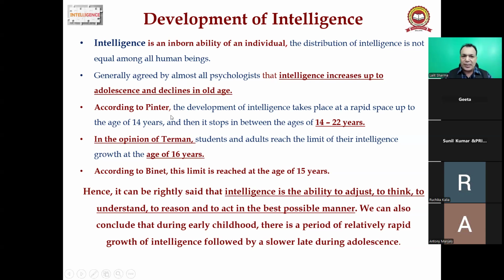Okay, according to Pinter, the development of intelligence takes place at a rapid pace up to the age of 14, and then it stops between the ages of 14 to 22 years. Right? So what is this 14 to 22? This is the same adolescent period. Adolescent, teenage. We call adolescent means teenage.